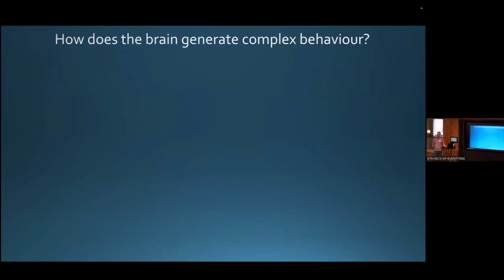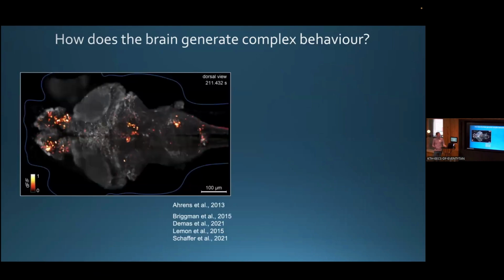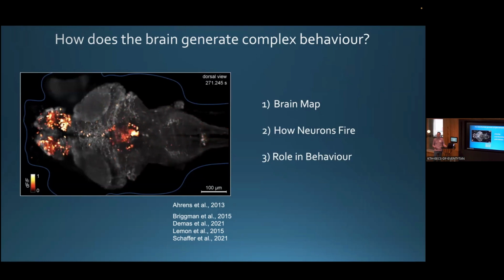The conceptual framework I work in is thinking about how the circuits actually work. We've seen this video before at this conference already, and I really enjoyed it. But the main point I wanted to make with this one is that even simple stimuli will cause brain-wide functional activity. So if you want to understand how the circuits work, you really need a map of the brain and, at some level, how the neurons fire, and then have some way of linking this to a behavioral role.